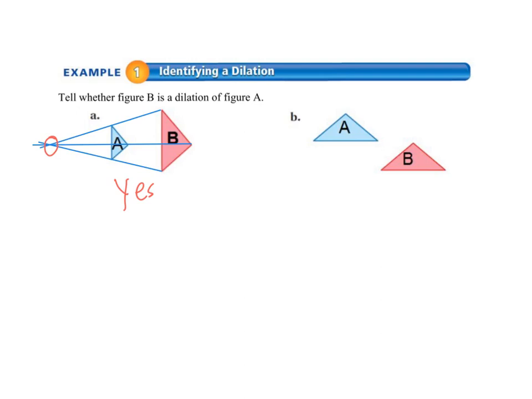So for B, maybe they are. They look very similar. Maybe one's just slightly different. So let's do the same thing with the line drawing to see what's exactly happening. And hopefully you can see that my lines that I drew are parallel to each other. So this is actually a no. This is just a translation.